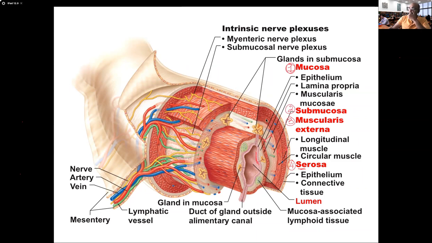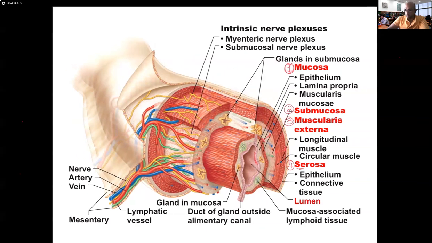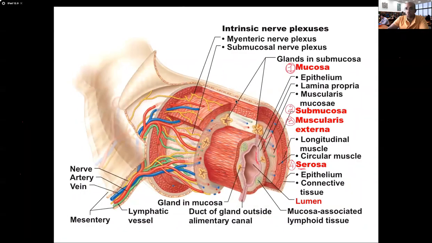We've got inner circular, outer longitudinal. Inner circular, outer longitudinal. So how many muscle layers do we have in the muscularis externa? We've got inner circular, outer longitudinal. How many muscle layers? Two. Got two muscle layers. This is the general rule.